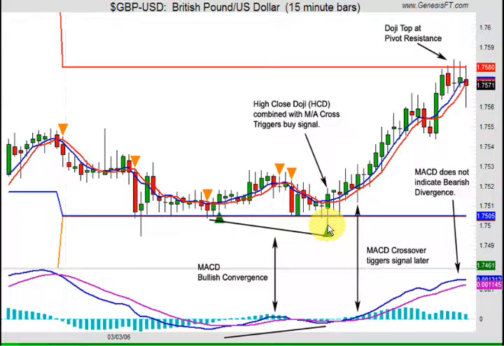Again, different chart, different day, different time period, different market. This is a British pound, 15-minute, using our Genesis software, indicating a high close doji. Notice that our green arrow triggers a buy signal on a high close doji, thus our confirming MACD. However, MACD confirms and crosses over much later, and that's a truer representation of sometimes what can happen.